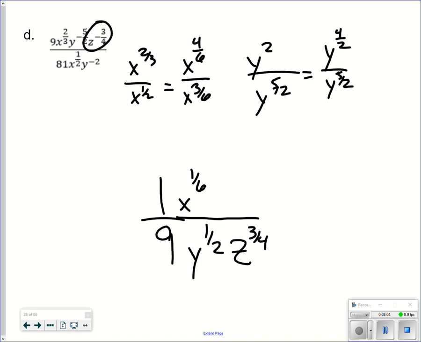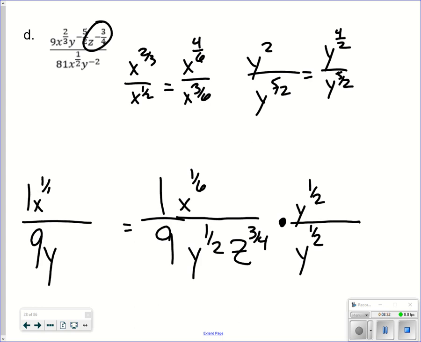You are not allowed to have radicals in the bottom. Y to the 1/2 is technically a radical. It's a fractional exponent. And z to the 3/4 is also a radical. So I'm going to need to multiply this fraction by something that would make that an integer. So y to the 1/2, I would need to multiply by another y to the 1/2. Reason? Y to the 1/2 times y to the 1/2 is y to the 1st because I add the exponents. Next, I would need to multiply by z to the 1/4. Again, reason, z to the 3/4 times z to the 1/4 makes z to the 1st.